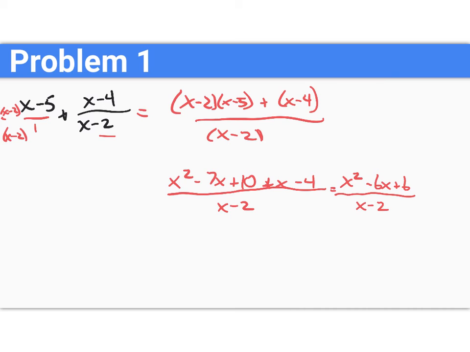There are no factors of 6 that add to 6. 1 and 6 add to 7. So this trinomial on the top is not factorable. So this is the simplified form. This is all you can do with this. Can't do anything else.